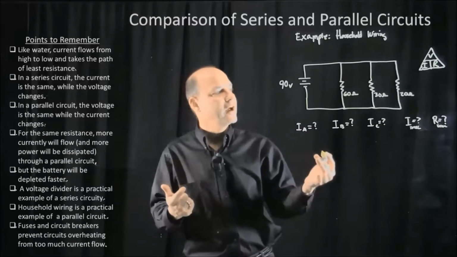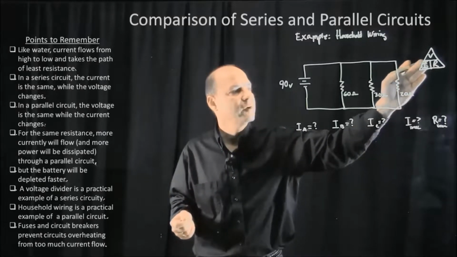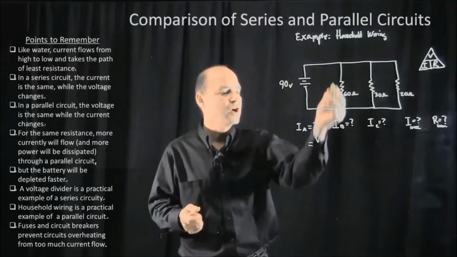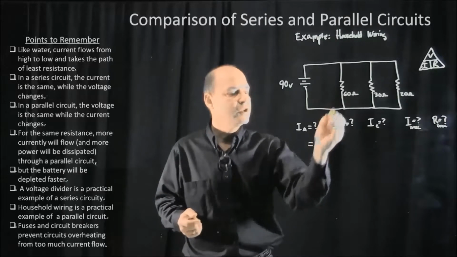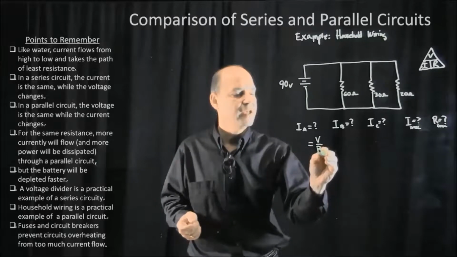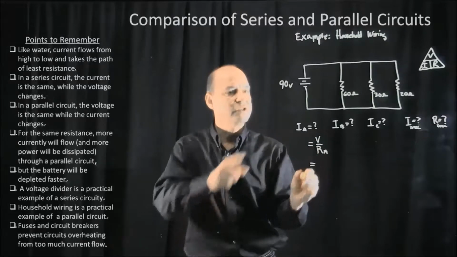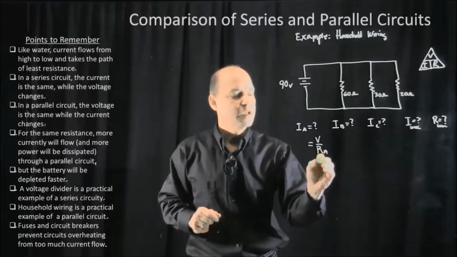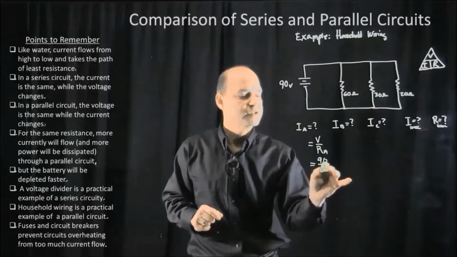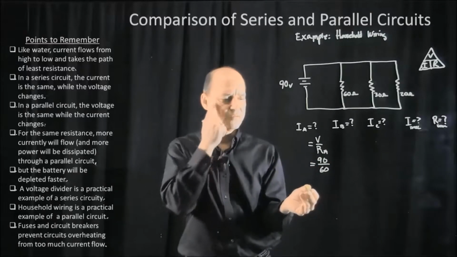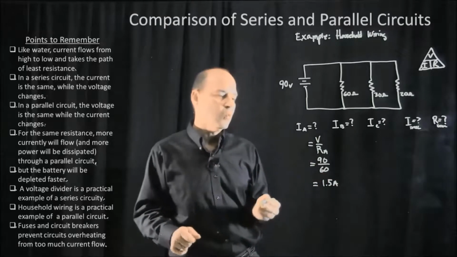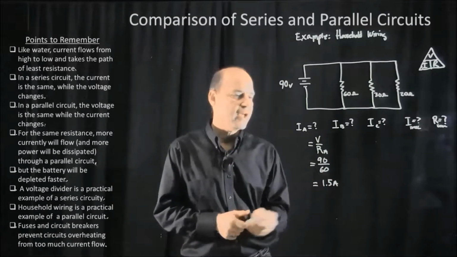And if I wanted to find out what the current is, then I cover up the I, and then it's V over R. So I need to know what the voltage is across the circuit, and I do, and I need to know what the resistance in that particular branch is, and I do. So the voltage is simply 90 volts divided by the resistance in this circuit, which is 60. Do I really need a calculator for that? Let's see, 9 divided by 6 is 1.5 amps going through circuit A.